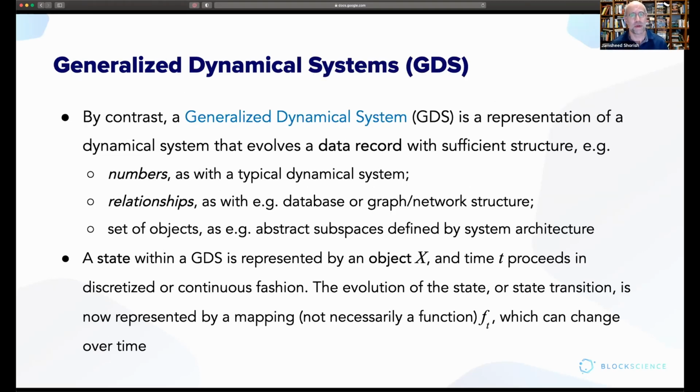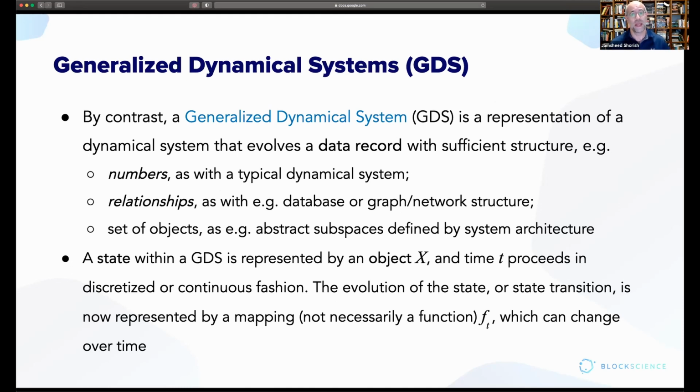A generalized dynamical system is very similar, and in fact, it is a superset. It nests that dynamical systems approach. What it does instead is say that the state, the things that can move and can be changed, can be any kind of data record. And I say any kind, almost any kind. It has to have a little bit of structure to be able to understand how to implement it. But it can be something like numbers, of course. It can be relationships within a database, so a graph or a network.